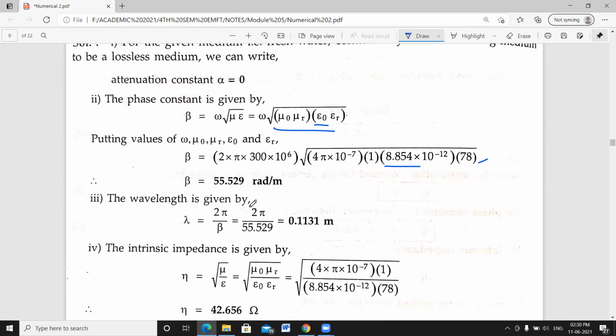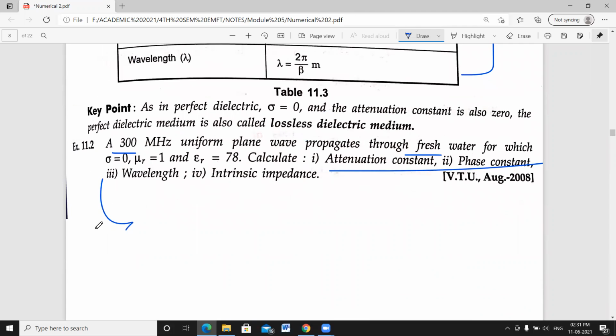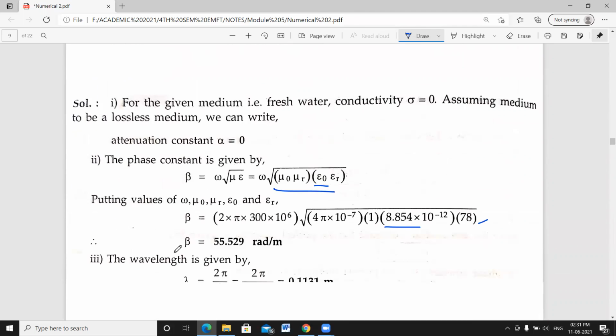Then the wavelength lambda is going to be 2 pi by beta. Just substitute, then we'll be getting 0.1131 meters. Then about intrinsic impedance, eta is going to be square root of mu divided by epsilon. Substituting for mu naught, mu r, epsilon naught, epsilon r, we're getting intrinsic impedance eta as 42.656 ohms. These are the questions where it is asked for 6 marks or else 4 marks in the question paper.